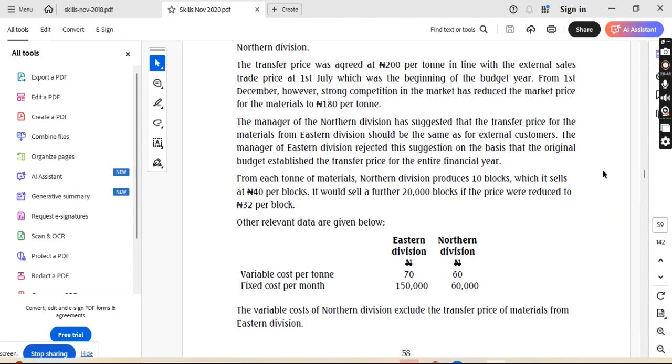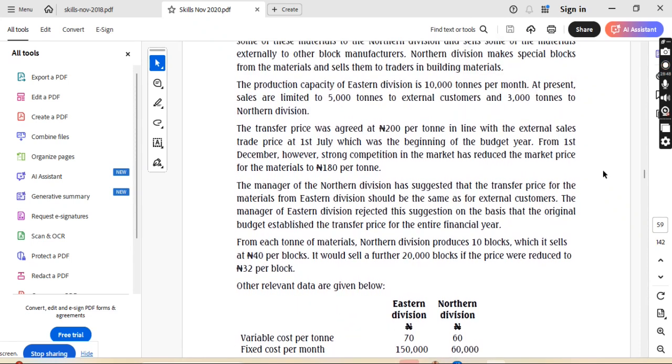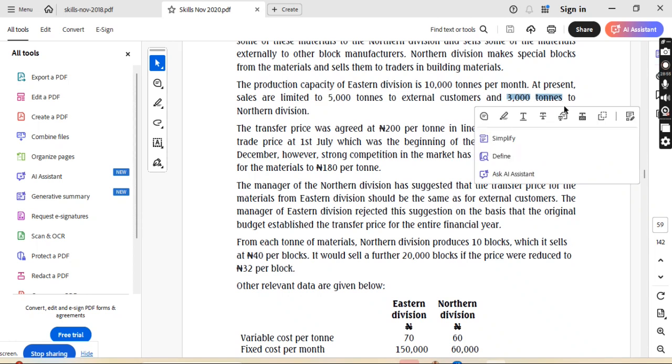How many tons will the buying division need? 3,000. So for every 1 ton, there are 10 blocks. Class, for each ton of material, the Northern Division produces 10 blocks. 1 ton, 10 blocks. 2 tons, 20 blocks. 3 tons, 30 blocks. 4 tons, that is how it is.